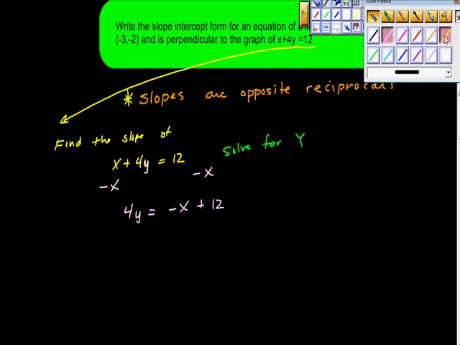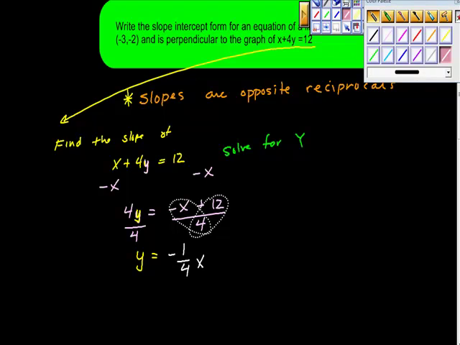So next, remember, what I want is y by itself. I have 4 times y, so I want to divide both sides by 4. Divide both sides by 4, and 4 over 4 is 1, and 1 times y is y. Now see if you can see this with me. This one I'm getting -x over 4, right? This is just how fractions work. So -x over 4 is -1/4 x, isn't it? And positive 12 over 4 is 3, right? Everybody okay with where I got that?